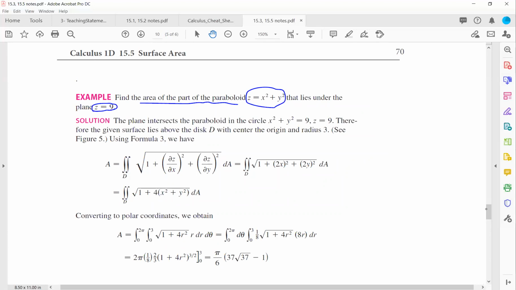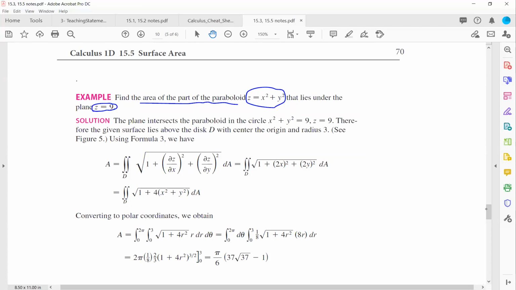We just learned a nice formula for surface area. Double integral of the square root of 1 plus the partial derivative of f with respect to x squared plus the partial derivative of f with respect to y squared, dA.